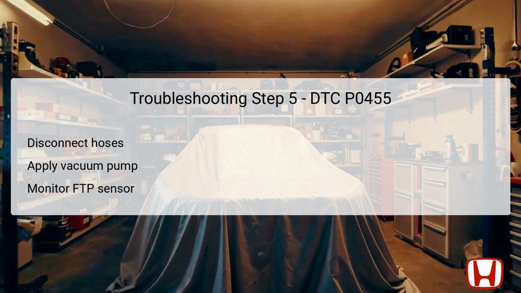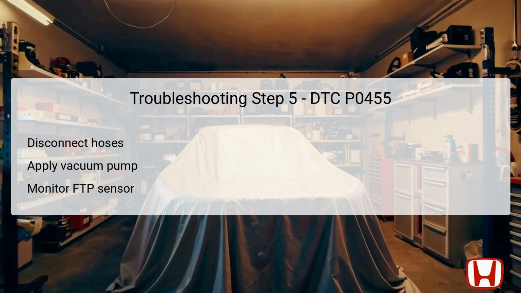Step 5 involves determining the possible failure area by disconnecting the fuel tank vapor control valve hose and the fresh air hose from the EVAP canister. After disconnecting, plug the EVAP canister ports to prepare for vacuum testing. Next, detach the vacuum hose from the engine side of the EVAP canister purge valve and connect a vacuum pump/gauge that ranges from 0 to 30 inches of vacuum to the purge valve.